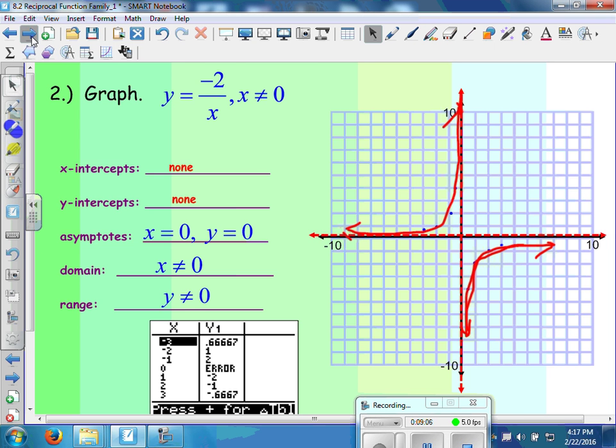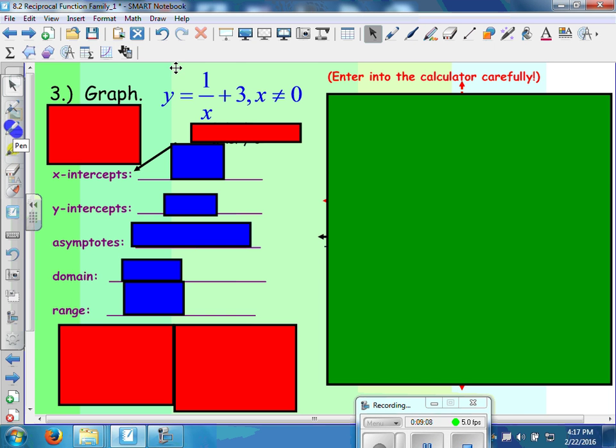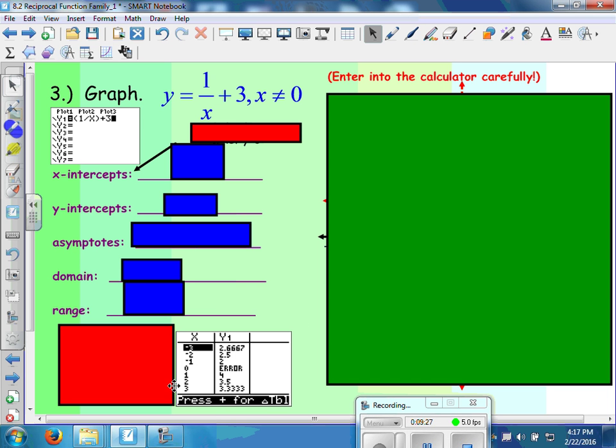Okay. Number 3. Please enter y equals 1 over x plus 3 in your calculator. Enter into your calculator very carefully. Here is what it should look like. The 1 over x needs to be parenthesized, and then you'll have the plus 3. When you go to enter this into your calculator, you'll get a table of values where you will have a single error in it at 0, because once again it is undefined at 0.